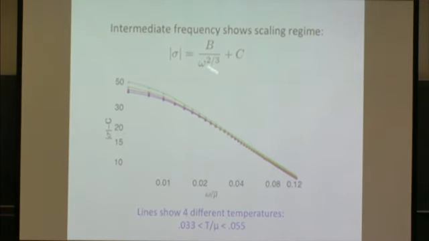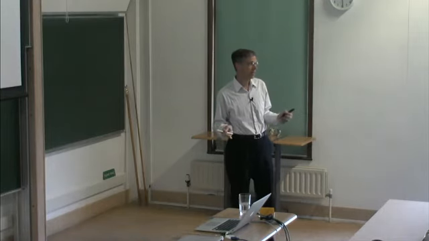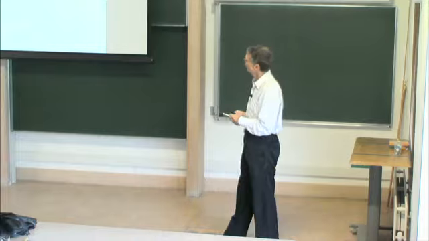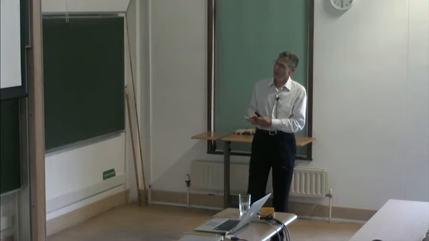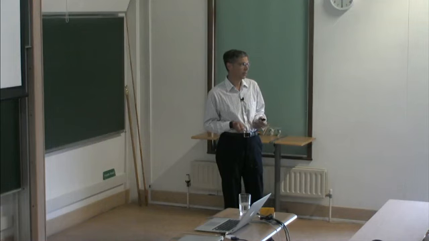And you notice that for some intermediate frequency, these are all straight lines. The power minus 2/3 is extremely robust. We've tried changing all the parameters in our model, and it's always 2/3. The fact that the lines are really on top of each other shows that this coefficient b is temperature independent.